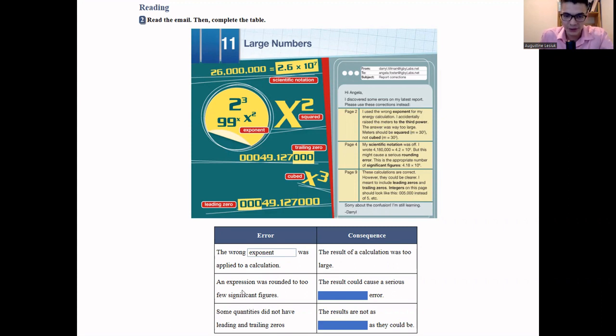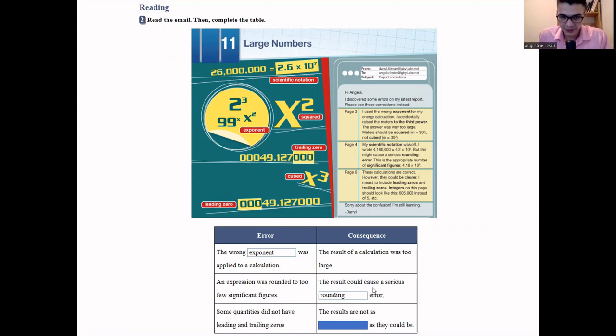So for the second row, an expression was rounded to too few significant figures. The result of that is that it could cause a serious rounding error. So we talked about earlier how significant figures are important because depending on what significant figures you're using, you can end up with different answers. Rounding something to 3 significant figures would give you a different answer than rounding something to 4 significant figures. And if you use the wrong one, then you end up with a rounding error, as mentioned here.